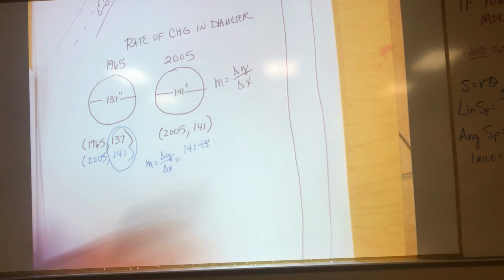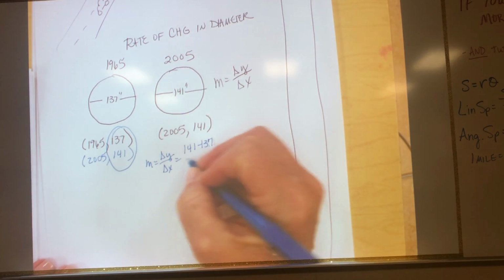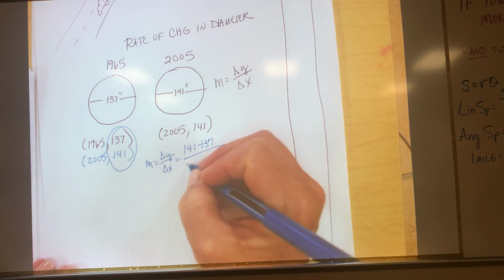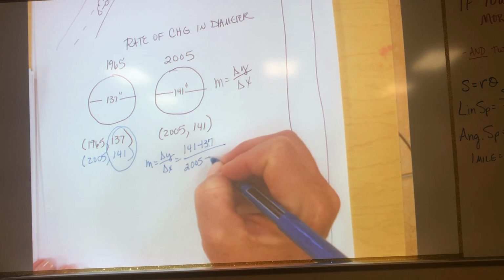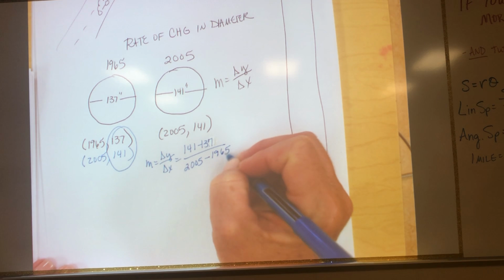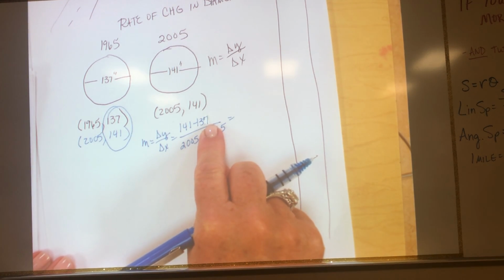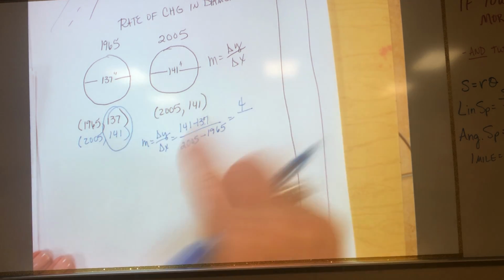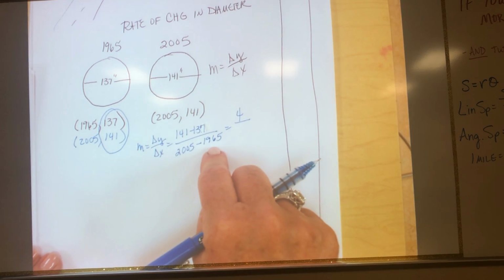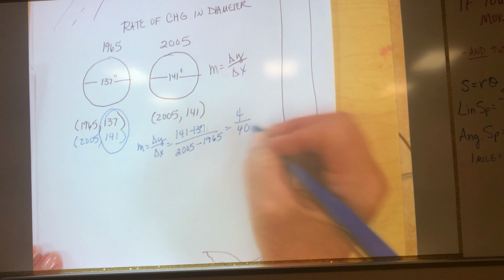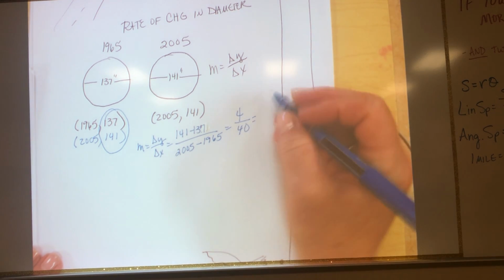as long as you keep that order. So on the bottom, you have to say 2005 minus 1965. All right, what's 141 minus 137? 4. What's 2005 minus 1965? 40. All right, 4 over 40, what does that reduce down to?